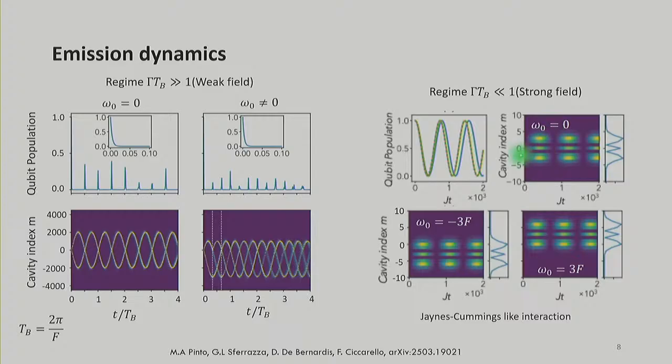Another thing is that I'm always keeping the qubit at the center of the lattice, but just by tuning the frequency, we can change this bound state. You can move it around. For example, here it is resonant at -3f. You can see that it is a little bit translated downwards, and here it is at 3f. We can move it upward.